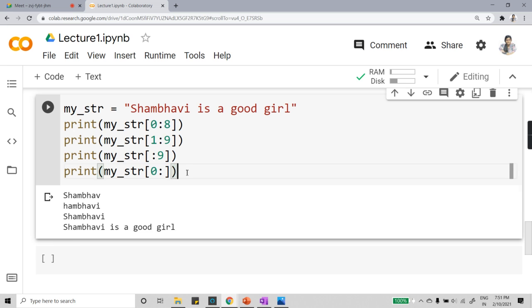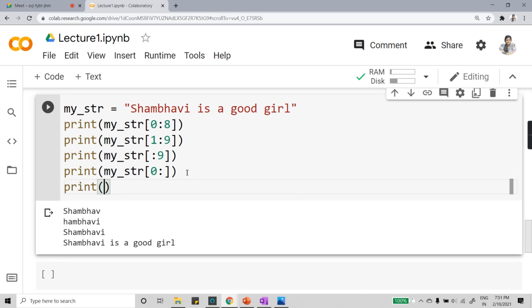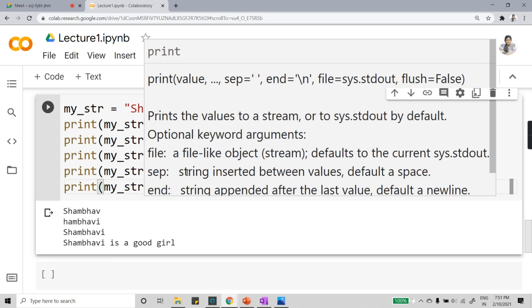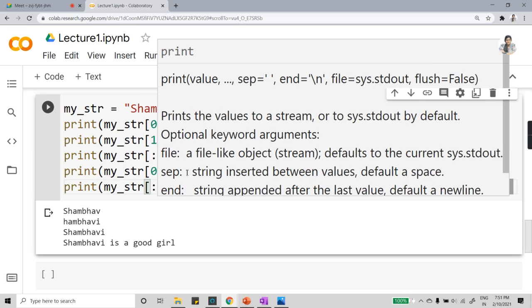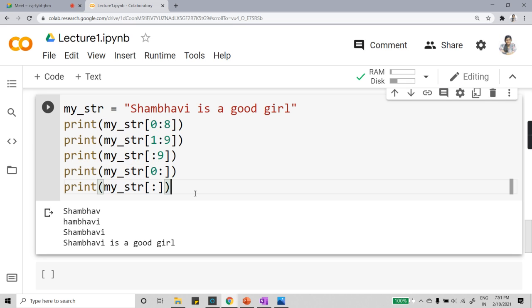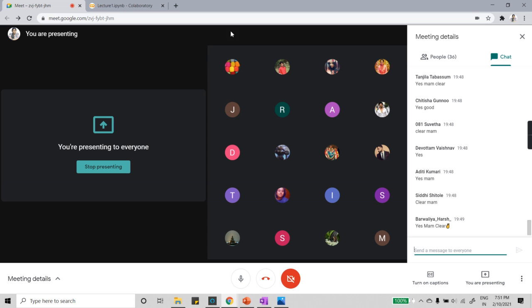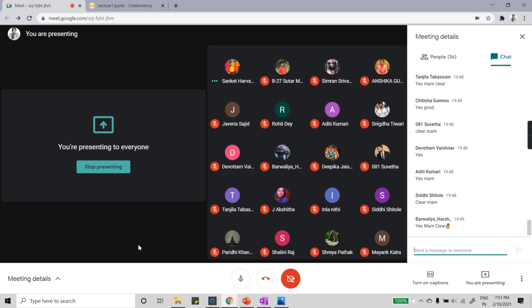Now if I do not write anything, neither in the starting nor in the ending, what output will I get? Can any one of you tell me this? If I am not writing the starting index as well as the ending index, what output will I get? Quickly let me know in the chat box.